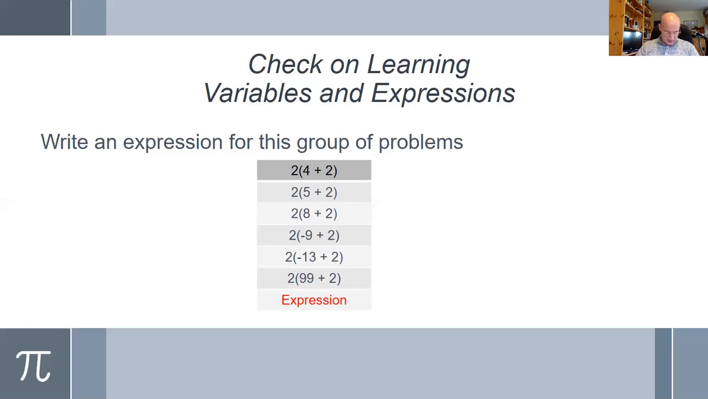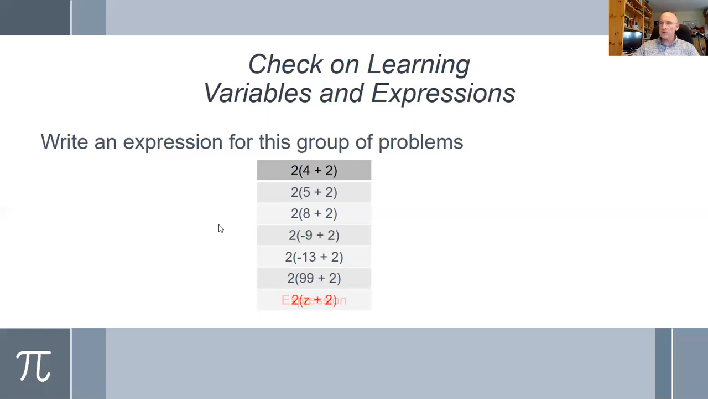Okay, about another 15 seconds. Okay, so what is the thing you notice about this group of problems? Well, first off, you'll notice that there are some things that always stay the same. So the two outside the parentheses, and then in parentheses, there's a number. In this case, it's 4 plus 2, and the next one's 2 times parentheses 5 plus 2. So the 2 on the outside always stays the same, and then the 2 in the parentheses always stays the same. So the variable, yeah, think about what the variable is.